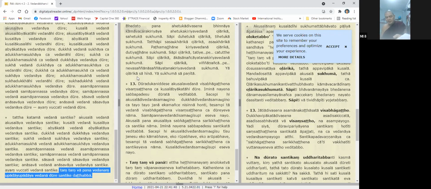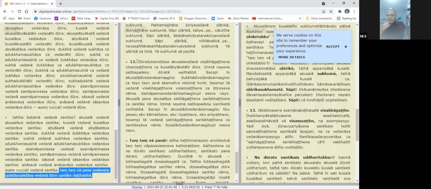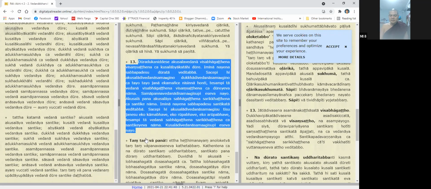So you go to paragraph number 13. Dura sadika ne dese. Yes, this one. Dura sadika ne dese. Akusla vedana vibhaga tena. In the sense of dissimilarity, vibhaga tena. In the sense of dissimilarity, visasatena. In the sense of visasata. To translate visasata.